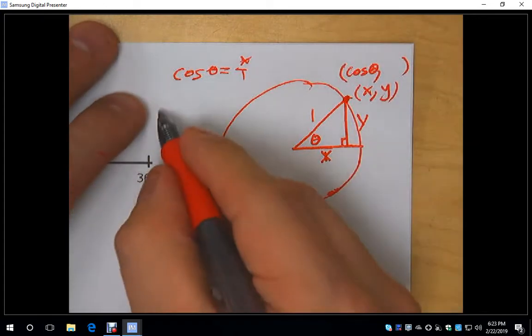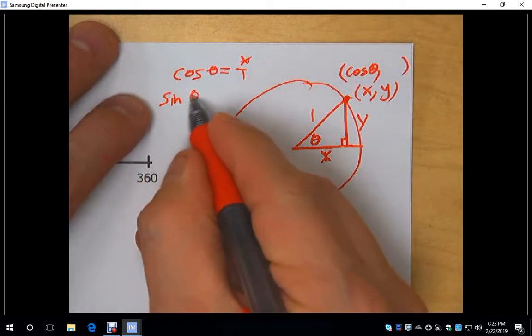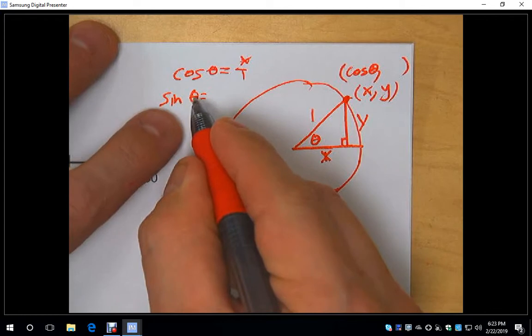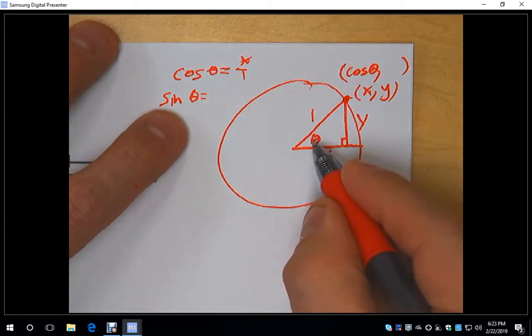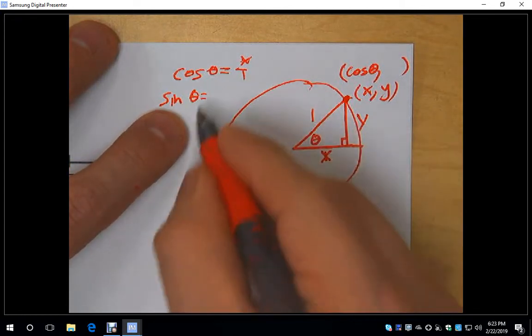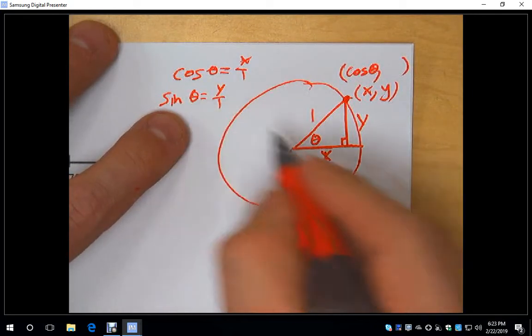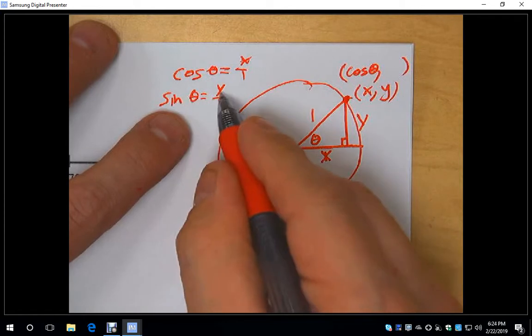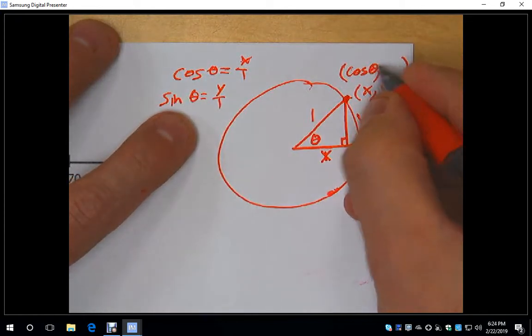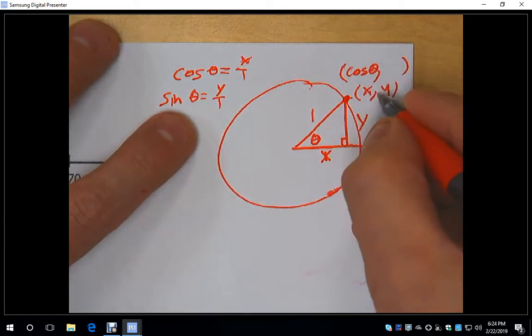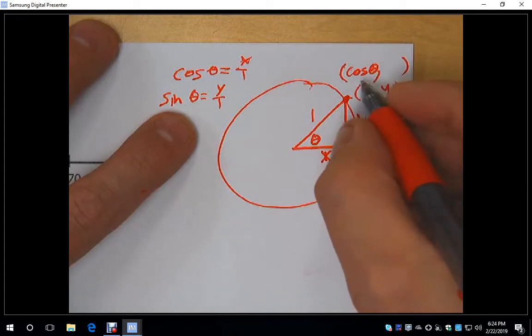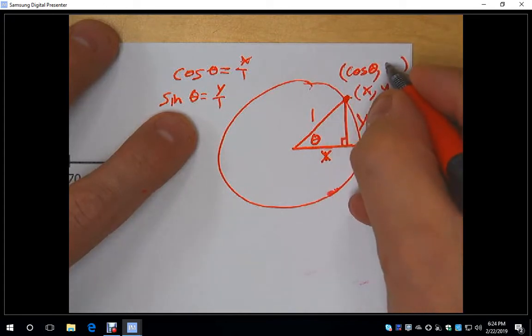Let's consider sine of theta, which is defined by opposite over hypotenuse. From this angle here, opposite is y over hypotenuse 1, so I have y over 1. So we can see that for a unit circle, sine of theta equals y. So in terms of trigonometric ratios, these coordinates of x, y can be represented by cosine theta, sine theta.